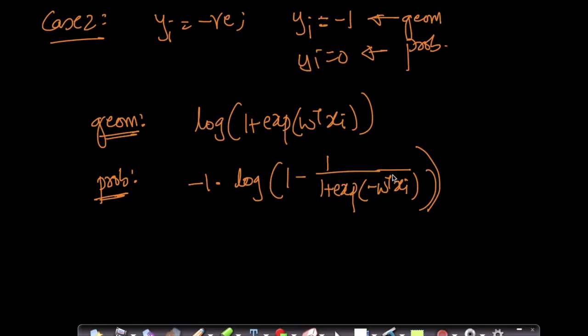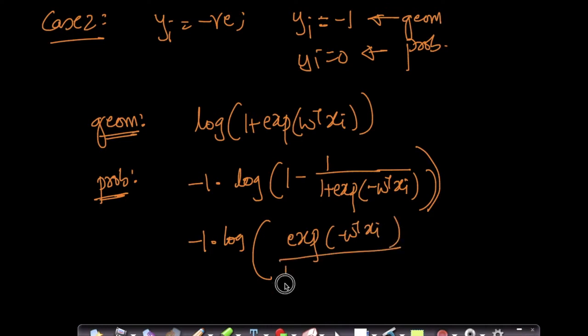Now let's play with this a little. So minus 1 into log of. I'll just simplify this term here. What will I get? I'll get exp of minus w transpose xi by 1 plus exp of minus w transpose xi. This is what I got. Right? What did I do? I basically simplified this. Right? 1 plus exp of minus w transpose xi minus 1. So 1 will get cancelled. What am I left with? I'm left with this. The denominator stays the same.